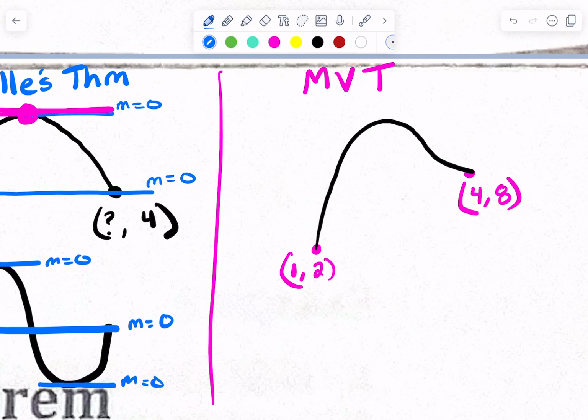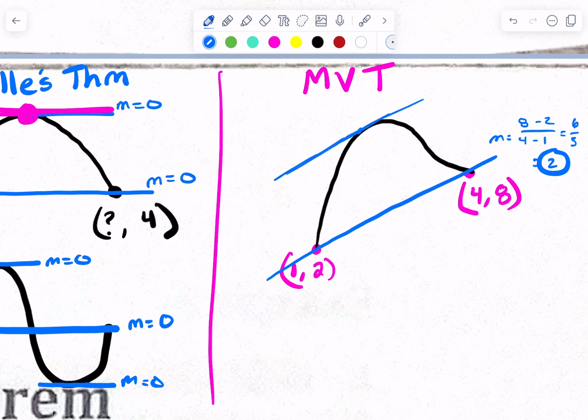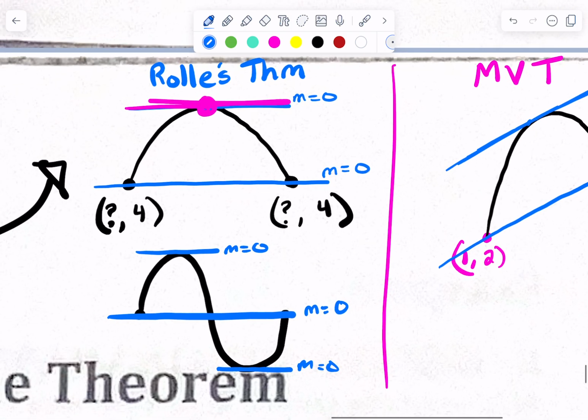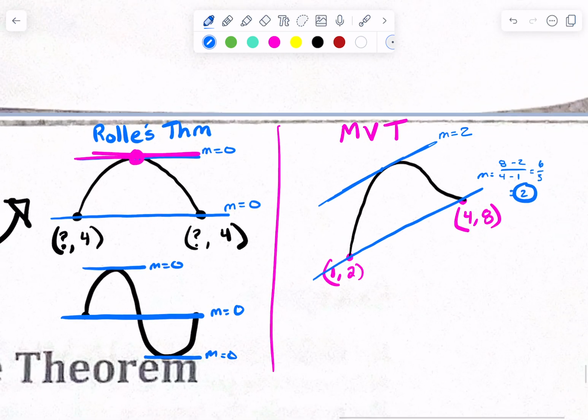I don't know. Something like that, right? If I do the slope between these two guys, which is 8 minus 2 over 4 minus 1, which is 6 over 3, which is 2. Yeah? This line has a slope of 2. What this is saying is that there has to also be a place on this curve. I'm going to pick it right there because that looks about the same. There has to be a place on this curve where the slope is also 2. Similar to Rolle's theorem, except it's just not 0, right? I actually have a slope, a number that's other than 0, okay? This is called the mean value theorem.